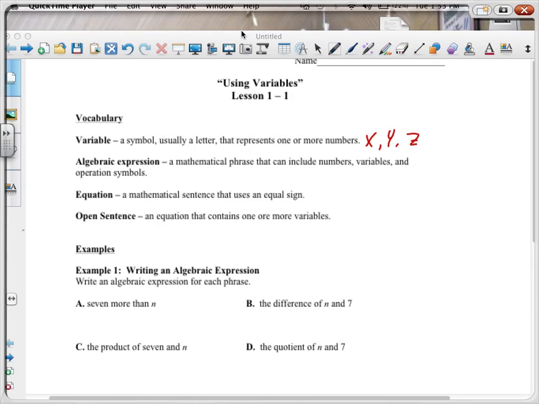An algebraic expression is a mathematical phrase that can include numbers, variables, and operation symbols. So an algebraic expression might be something like 2x plus 7x. You can see that this is an algebraic expression. It includes numbers and variables. Now, when we start to talk about equations, the only difference is this is where we bring in our equal signs.